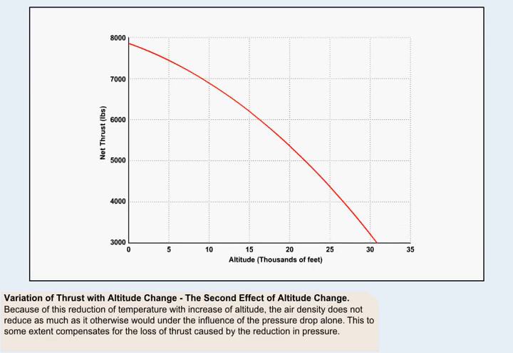The fall of temperature with altitude increase has a second effect on engine thrust. Because of this reduction of temperature, the air density does not reduce as much as it otherwise would, under the influence of the pressure drop alone. This, to some extent, compensates for the loss of thrust caused by the reduction in pressure.